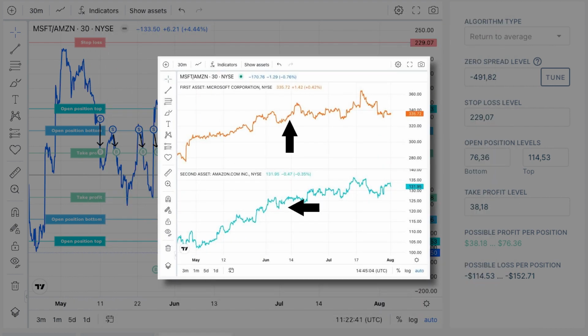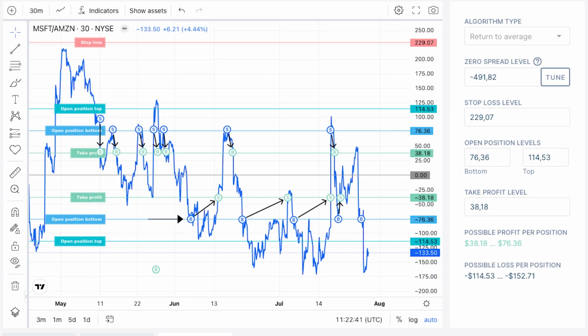Then on June 6th, the AI bot recognizes that Microsoft might start to outperform Amazon, and you can see on the chart here that indeed Microsoft's price starts steadily going up while Amazon's price goes sideways. You can see that the AI bot buys the pair to go up, as referenced by the buy position, and then taking profit as referenced by the sell position.